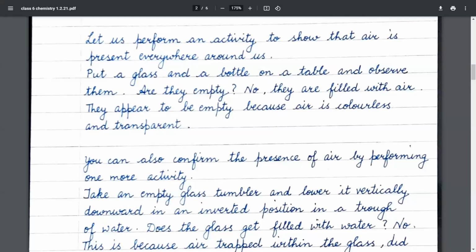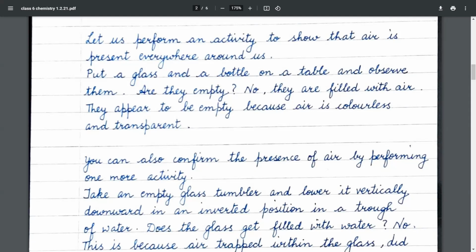Now, children, let us perform an activity to show that air is present everywhere around us. For that, put a glass and a bottle on a table and observe them. Are they empty? No, they are filled with air. They appear to be empty because air is colorless and transparent.